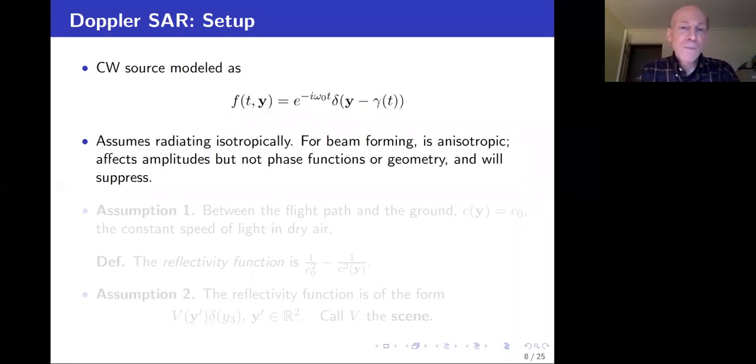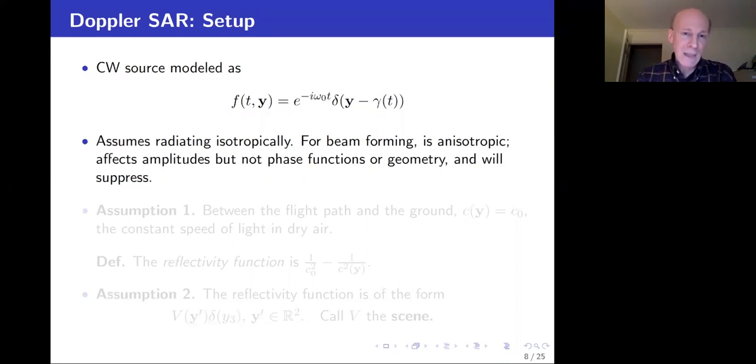And therefore, for the most part, we will suppress the amplitudes. We will mention the order of these symbols, of the amplitudes, but the exact form we're not going to worry about. Of course, for a real world application, you would be worried about them. In particular, you would care about them for beam forming.